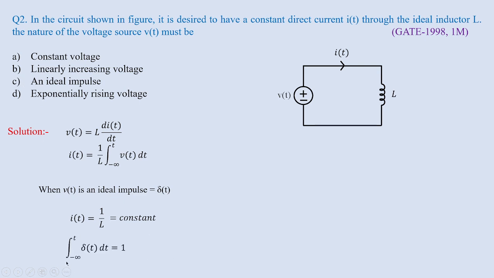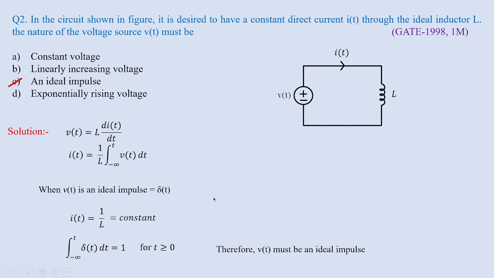Such that the integration from minus infinity to t of del t dt is equal to 1 will give us a constant current which is flowing through the inductor. So this is valid for t greater than 0 from that instant of time. So v of t must be an ideal impulse. So option C would be the right answer.